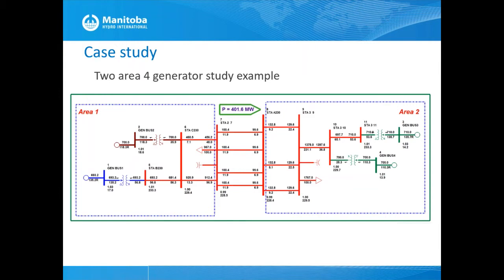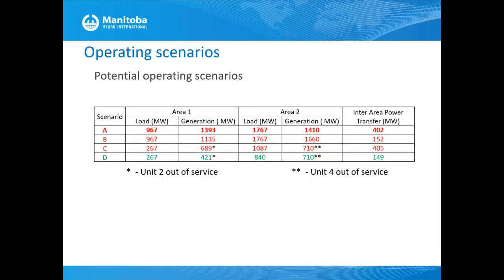So let's look at different operating conditions for this particular example. Here we have 4 scenarios, scenario A, B, C, and D. Scenario A is the base case, where you can see load in area 1 is about 967 megawatts and generation is about 1300. So area 1 has excess power and that will be transferred to area 2. If you look at area 2, load is higher than generation. So the interarea transfer is about 400 megawatts.